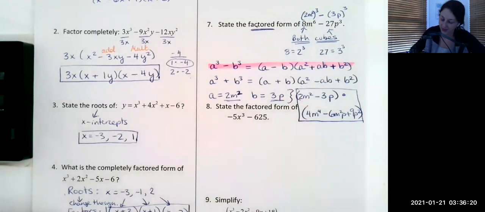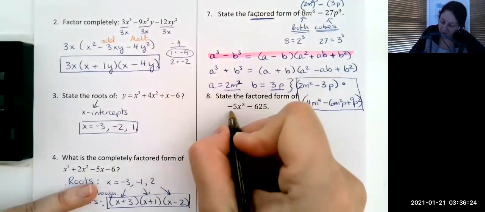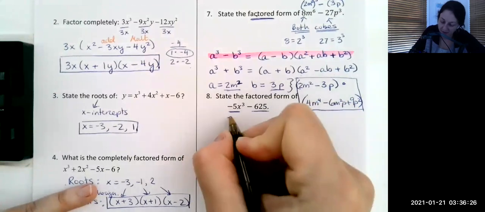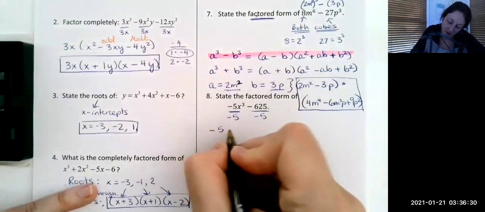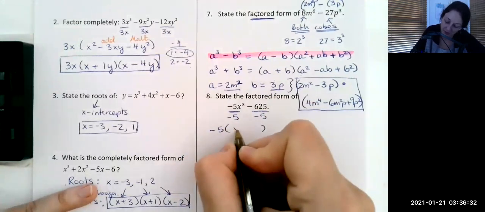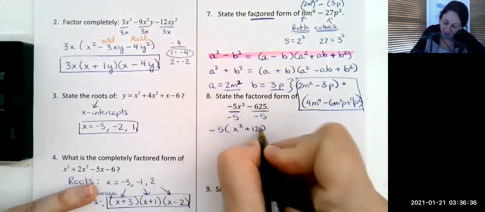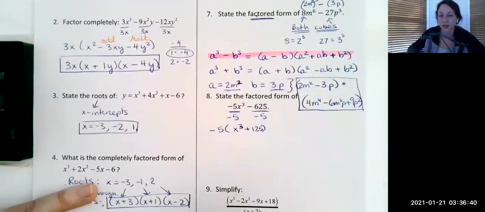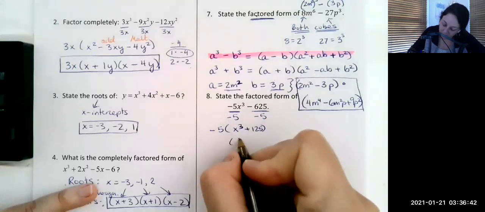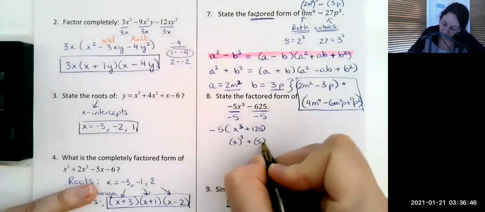And we're going to repeat that same process for number 8. First things first, I am going to take out the GCF of -5, because they can both be divided by -5. Always check for those GCFs. That leaves me with x cubed plus 125, and those are made up of x cubed plus 5 cubed.